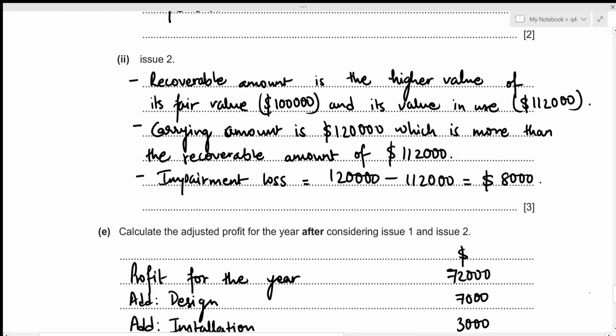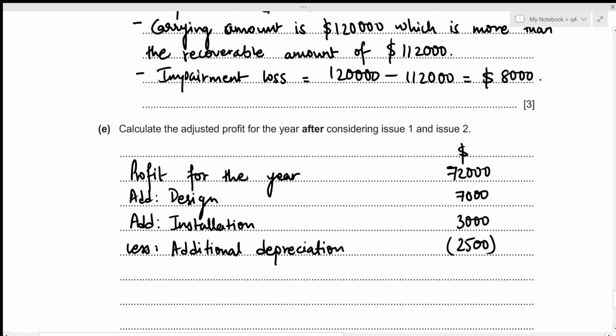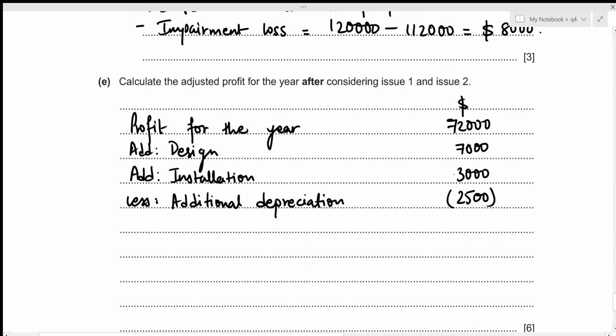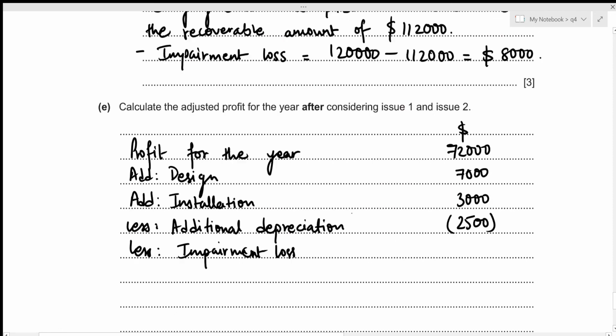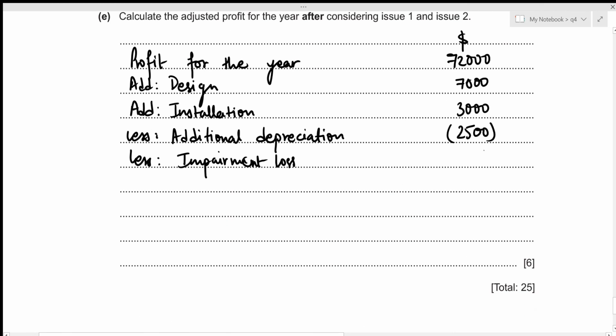Let's adjust this. So depreciation should always be deducted. So that's less additional depreciation. And this is of 2,500. Okay, then finally for issue 2, we figured out an impairment loss, which should definitely be treated as an expense and deducted from the profit. So we will subtract the impairment loss as well. Which amounted to 8,000. So that's 8,000. We need to deduct it.